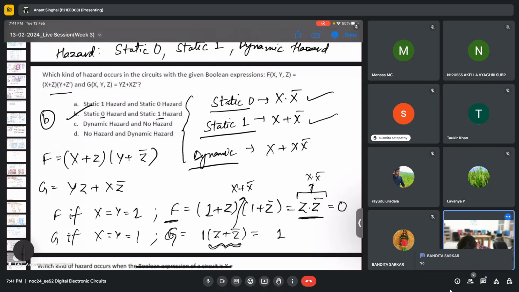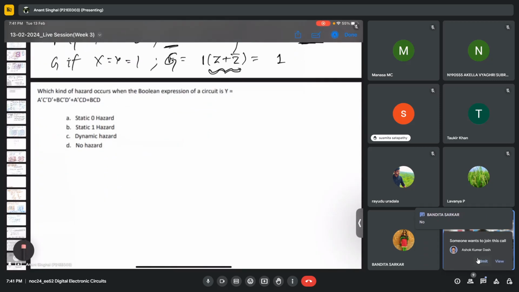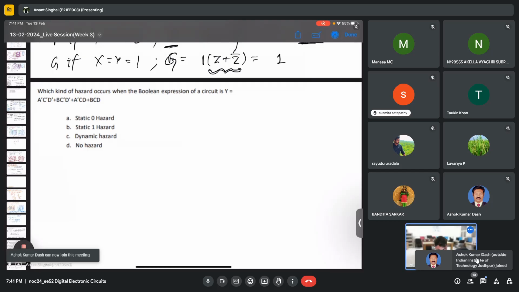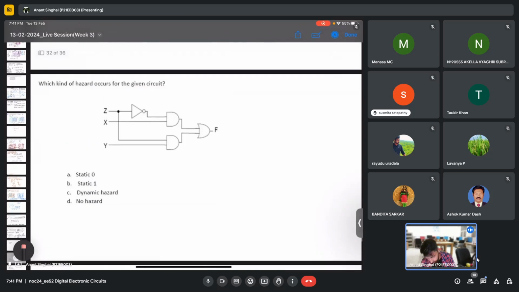Fine. If it is clear, let me know the answer of this quickly. Or maybe you can do an easier question first. This is easier. Let me know what kind of hazard occurs in this given circuit. You can take 2 minutes and quickly let me know the answer.